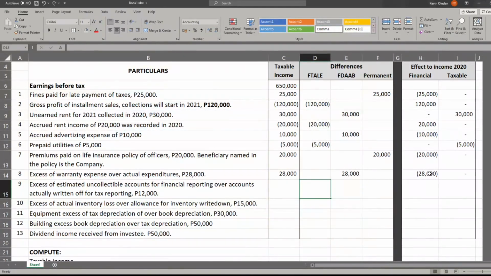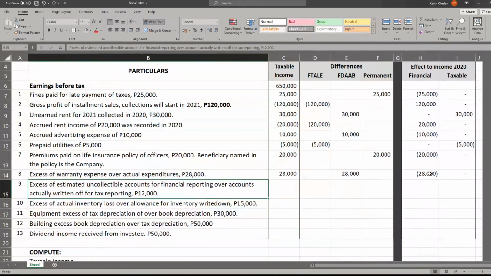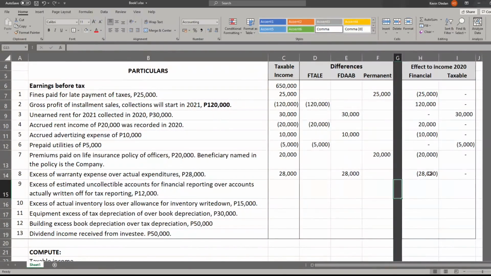Number 9, excess of estimated uncollectible account for financial reporting over accounts actually written off. This one follows the same logic as number 8. Sobra po ang allowance na na-set up mo for uncollectible account kaysa sa actual write-off mo. For tax purposes, you can only claim as a deduction yung actual write-off. Pero in financial accounting, ang na-treat mo as expense is the doubtful accounts allowance. Which is, ang sabi dito sa problem, doubtful accounts allowance was greater by 12,000.